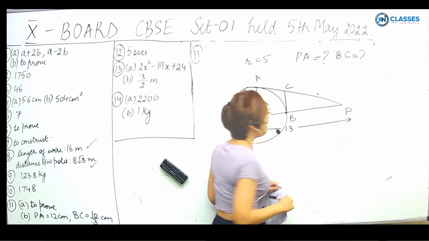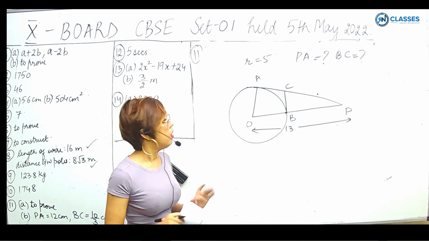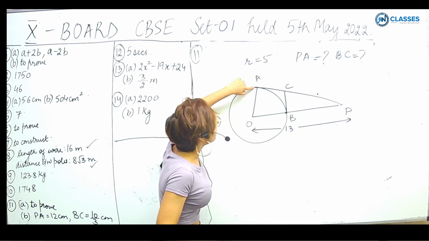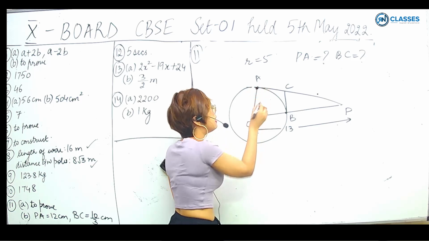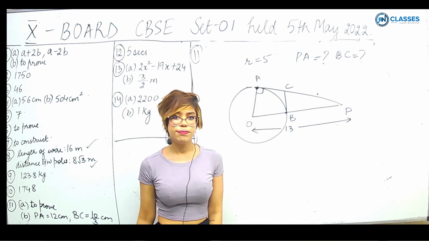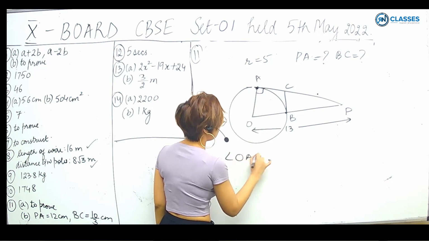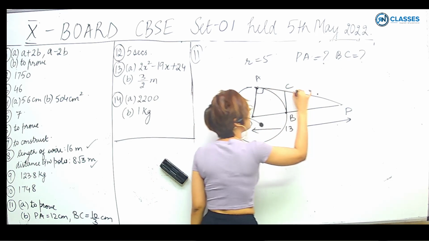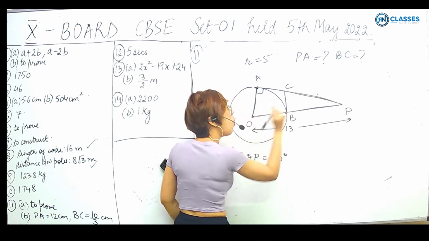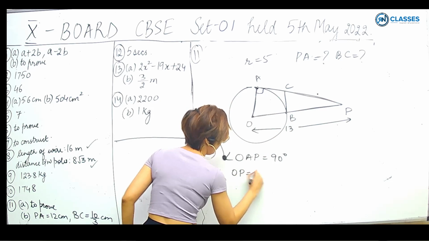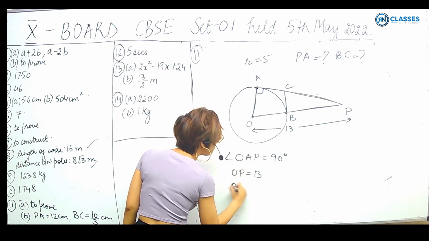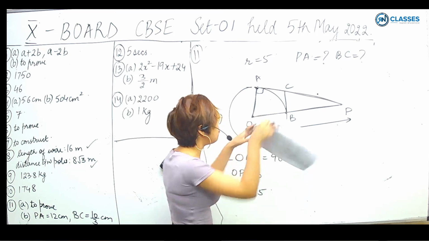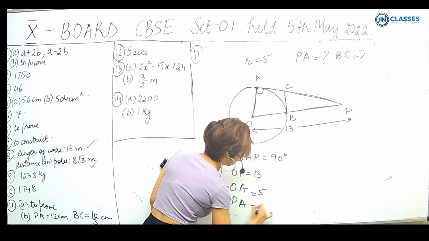Right, I think length PA is very easy, no? Okay, let's see. PA is the tangent, this is the radius, this is the point of contact. This angle is how much? 90 degrees. So, angle OAP is 90 degrees. So, use this triangle, OAP. You already know that OP is 13. You already know OA is radius, which is 5. This is 90. Use Pythagoras theorem, PA turns out to be 12.